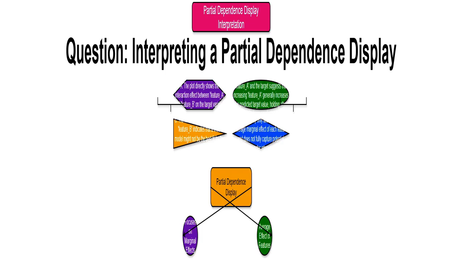The question tests my understanding of how to read a PDP created using Sklearn's partial dependence display. I need to know what the display shows and what it doesn't show and correctly interpret different relationship types.